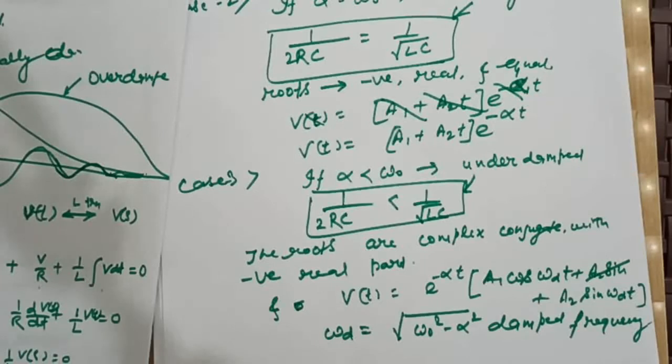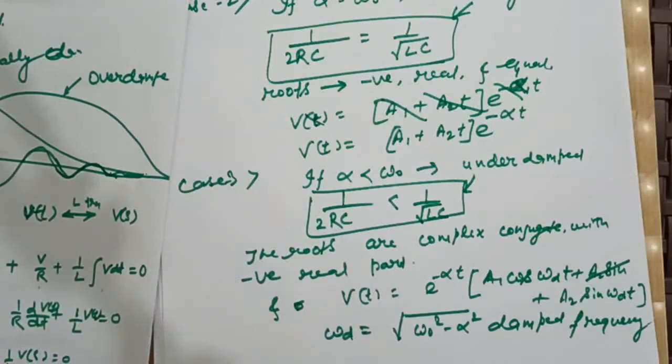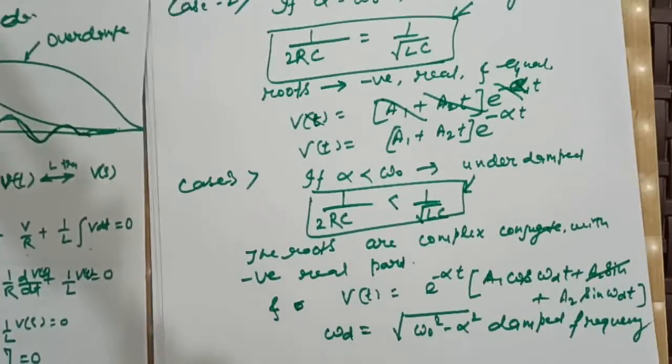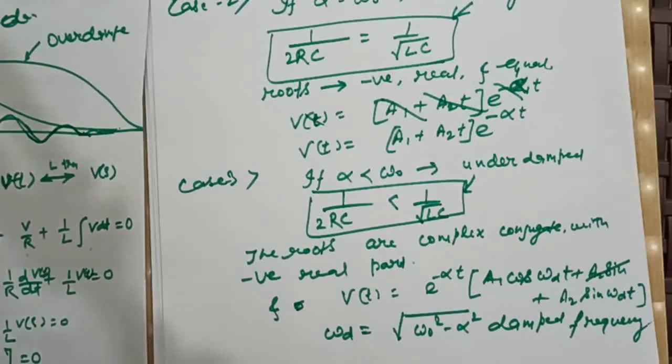Now, this was the response of source free second order parallel RLC circuit and series RLC circuit. Now the questions in GATE related to this, as I told earlier, are simply based on the type of responses, the type of circuit, the conditions for underdamped, overdamped and critically damped, right?